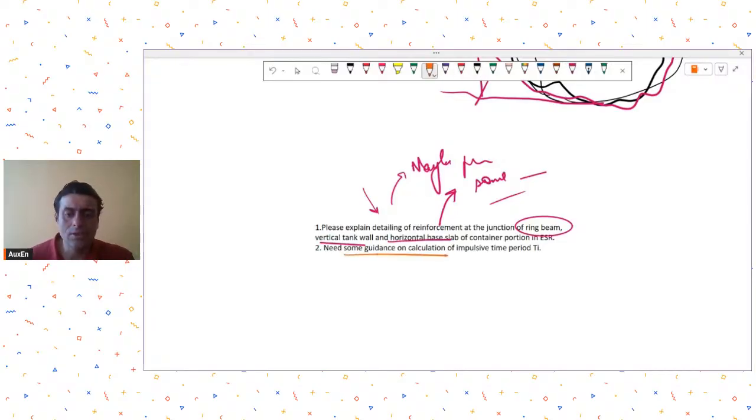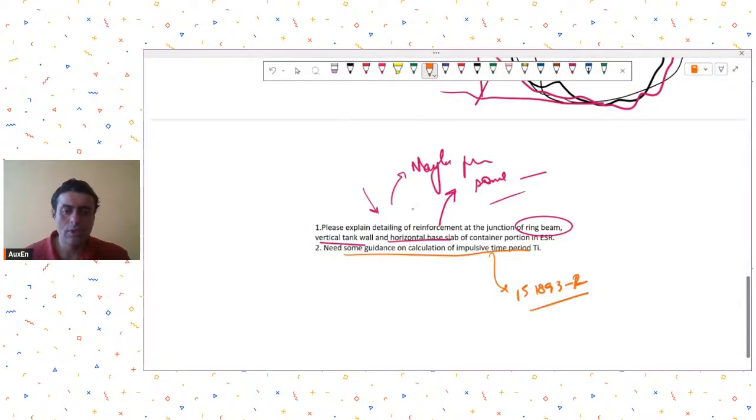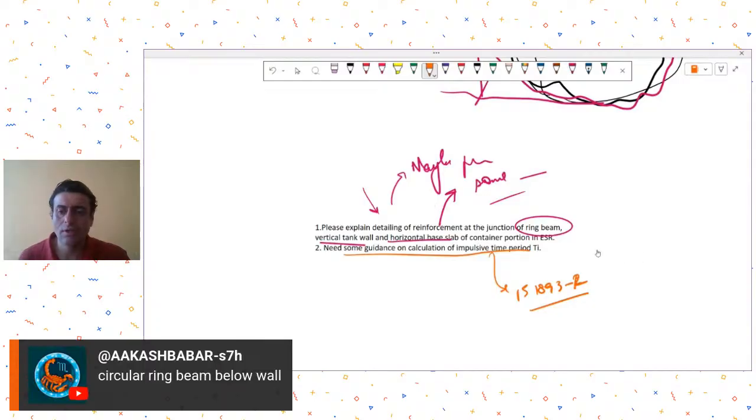Need some guidance on calculation of impulsive time period. So you may refer to IS 1893, the old IS 1893 Part 2, which gives you the calculations for liquid retaining structures. Okay, wait a minute, there are some comments.